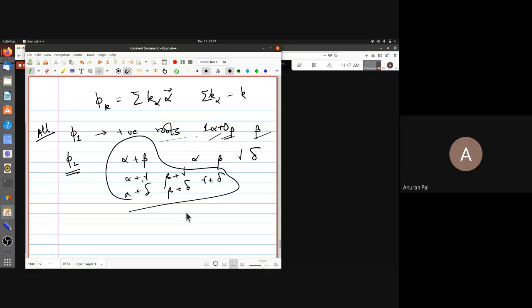Okay. But all roots which fall under the classification phi 2 will definitely be one of these 6, or will have to be in this 6. The question is, how do we know which ones are going to be positive roots and which ones are not going to be positive roots? That's important.